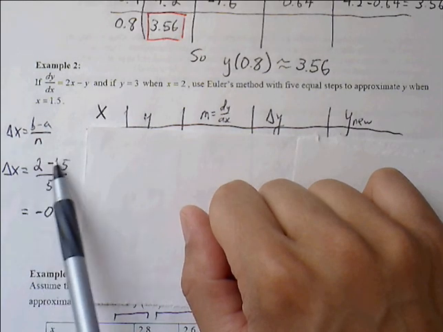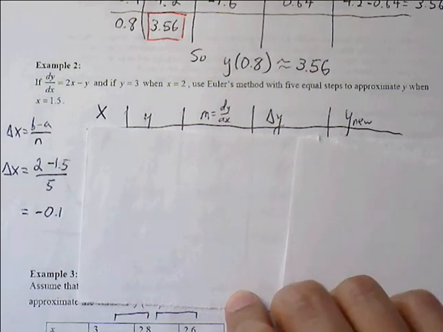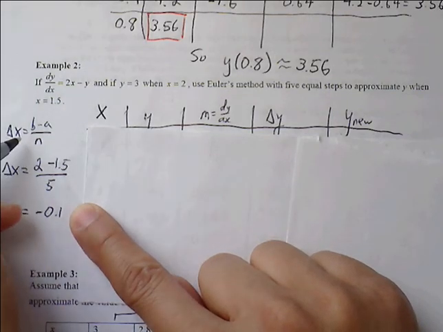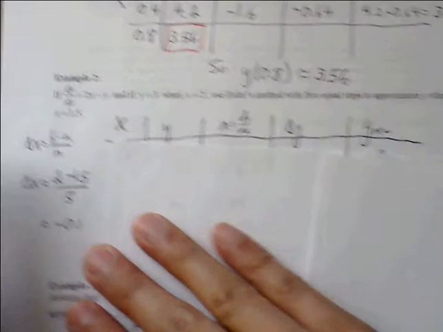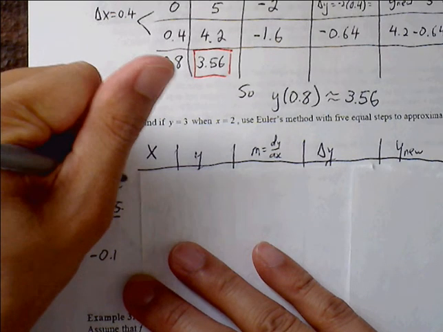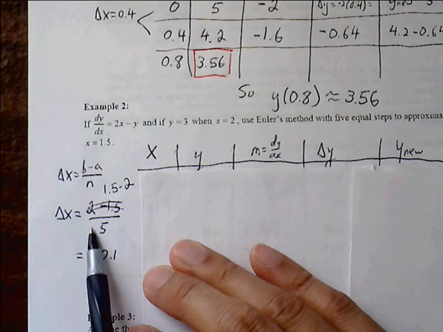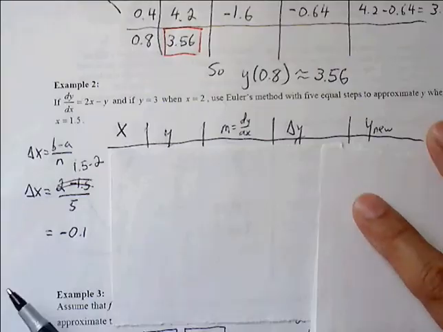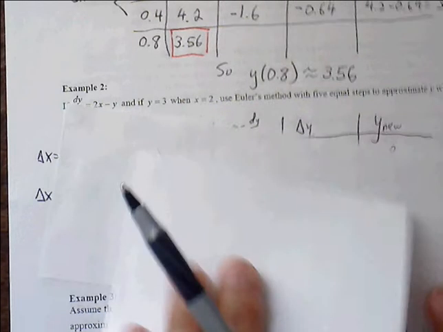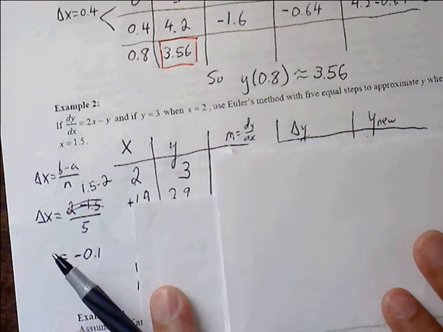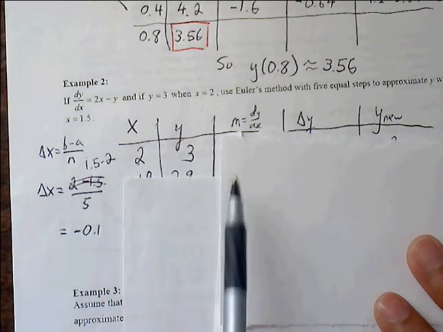Actually, our b value is 1.5, so it should be 1.5 minus 2, divided by 5, because 5 equal steps, and that will give us a value of negative 0.1. Okay, so we're going to fill in these steps here. We start off with x and y. Initially our ordered pair is given by 2, 3.